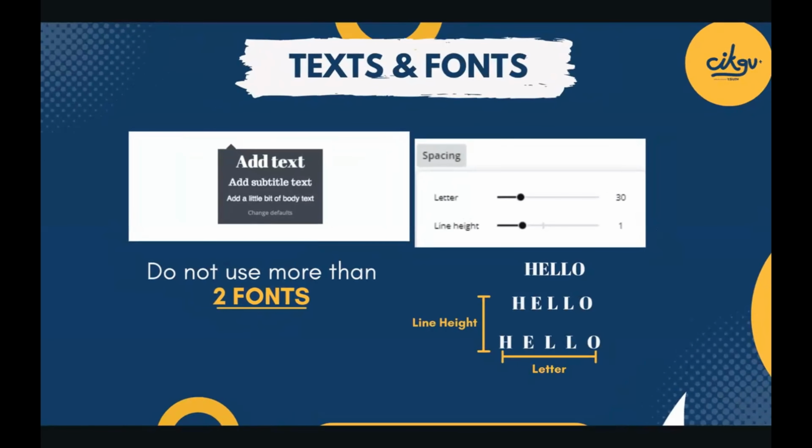On text and fonts, do not use more than 2 fonts. Never use more than 2 fonts. If you want to use a 3rd font because you want to represent certain things, you can, but you need to use a font from the same family tree. What do I mean by the same family tree? For example, if you are using Times New Roman, you can just play around with bold, italic, or underline, right? Just play around with that. Do not choose more than 2 fonts.